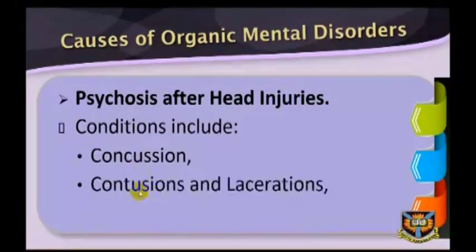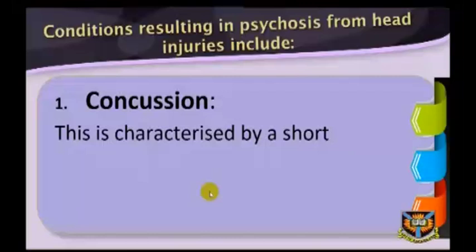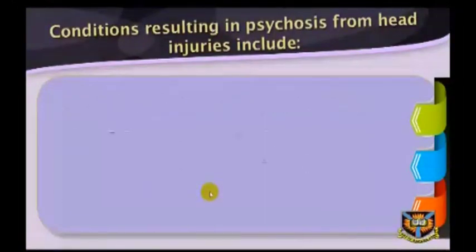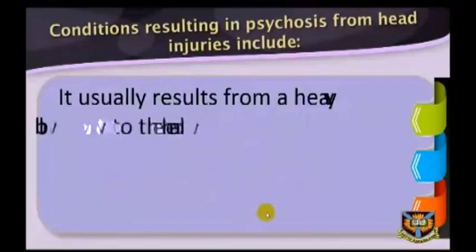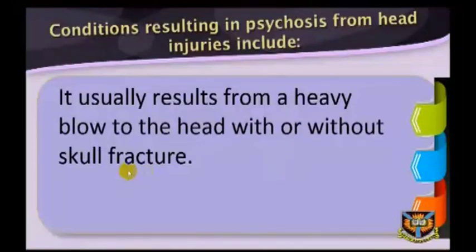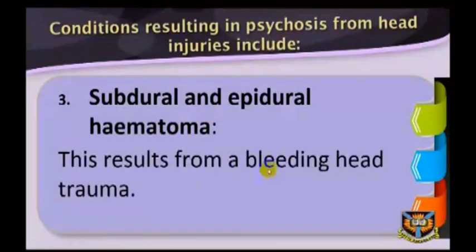Concussion. This is characterized by a short period of unconsciousness following a hard blow to the head. 2. Contusions and lacerations. This is characterized by the crushing or tearing of brain tissues. It usually results from a heavy blow to the head, with or without skull fracture. Coma may result, and the longer the coma, the greater is the likelihood that brain damage has occurred. 3. Subdural and epidural hematoma. This results from a bleeding head trauma.